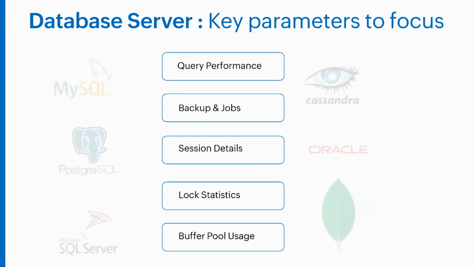When it comes to the database server, the key parameters that you need to focus on, the first one is query performance. Yes, nowadays database admins struggle to identify the queries which are causing slowness to the database or which are hampering the CPU. To identify this query performance, Applications Manager will list all the queries which are hampering the particular databases. So the first one, you need to monitor is the query performance.